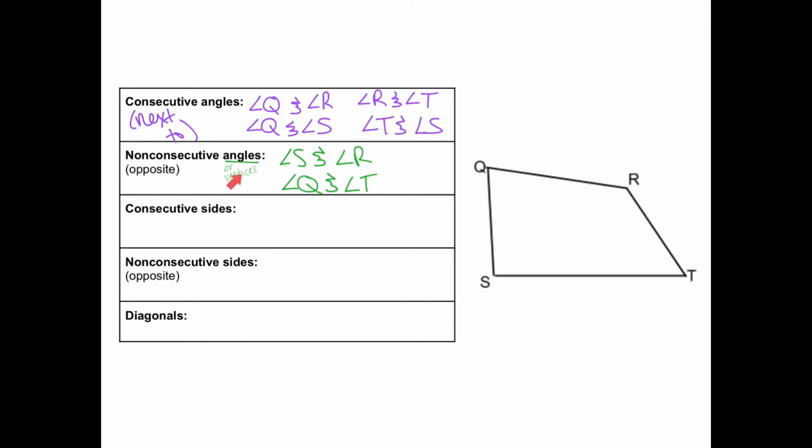Non-consecutive angles, and remember that the angles and the vertices, in a simple diagram like this, are really saying the same thing. So the non-consecutive would be, well, S and R are opposite of each other. Notice how non-consecutive is also opposite, specifically in a quadrilateral. It's straight across from it. So S and R are non-consecutive or opposite, and Q and T are non-consecutive, opposite.